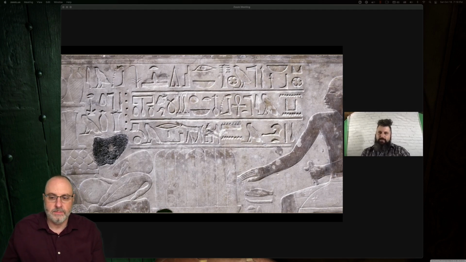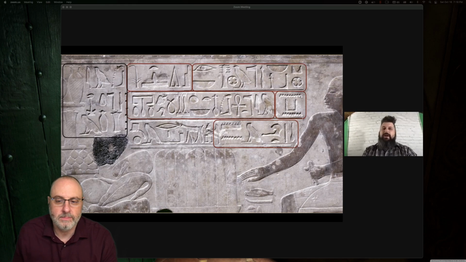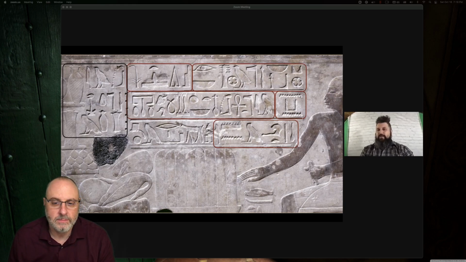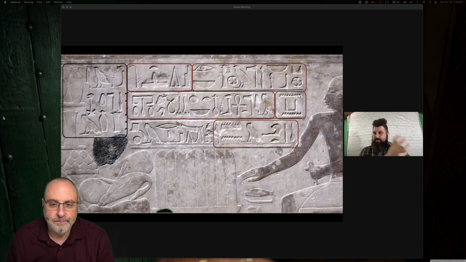I really want to be able to use my cursor to point. I cannot. So I highlighted the different things here. So that's that hetepti nesu form, an offering the king gives. And I actually highlighted these ones already, so you've seen these. And then that's Osiris, the Lord of Abydos. And then it's a list of the things that he gives for the ka of this Imhotep.